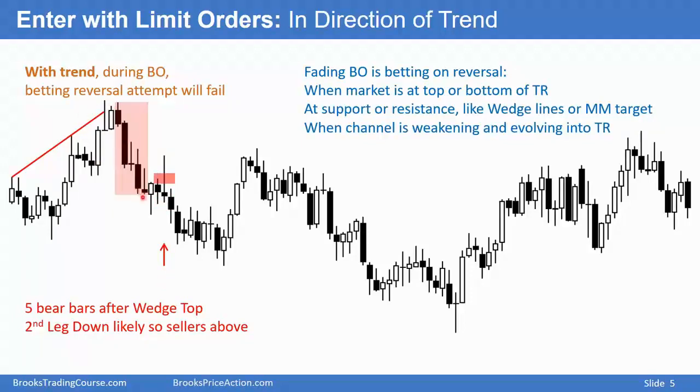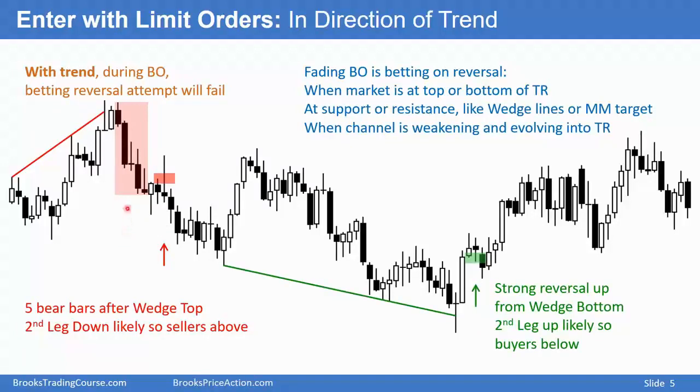This is a bear trend. Traders will bet the reversal up will fail. They'll place a limit order to sell above the high of this bar or above the high of this bear bar. They'll get filled here. And then they'll look to take a profit somewhere down here. We have a reversal up, a second reversal up, and a third reversal up. This is a wedge bottom.